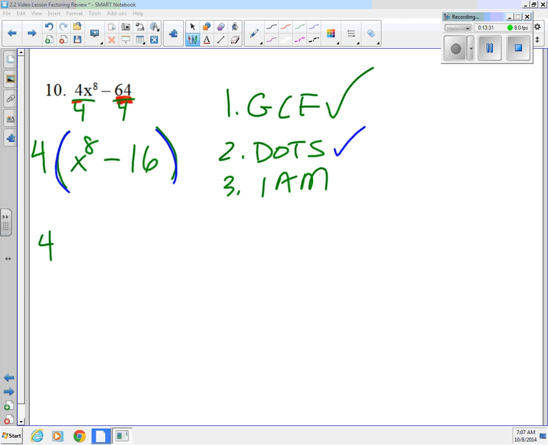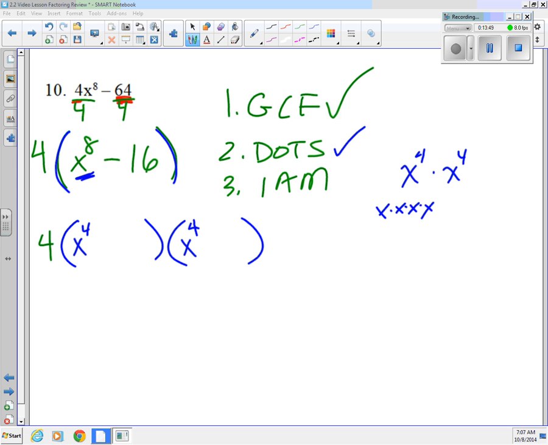So I bring down my 4 when I have my two parentheses, and this is the tricky part, x to the 8th comes from x to the 4th times x to the 4th. Again, let's just think about that for a second. We've talked about this at the beginning of the year. X to the 4th is x times x times x times x. Another x to the 4th is x times x times x times x. Multiply them together and I get x to the 8th. Okay? So the exponent gets kind of divided by 2 here.